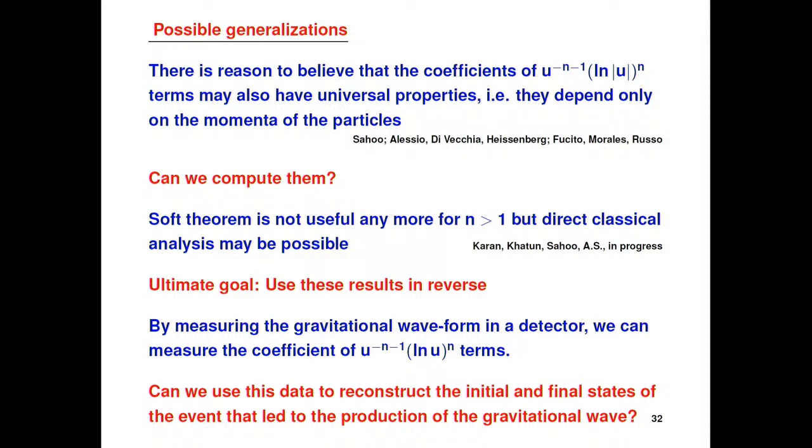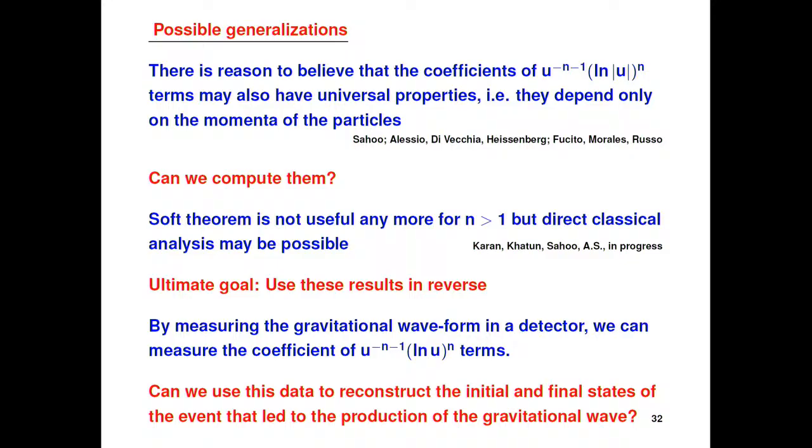Now let me just end by describing some possible generalizations. So there is reason to believe that the coefficient of the 1 over u to the n plus 1 log u to the n terms may also have universal properties, namely that they depend only on the momentum of the particles. This has been argued by both Biswajit and then later by these people. So the question is, can we compute them?